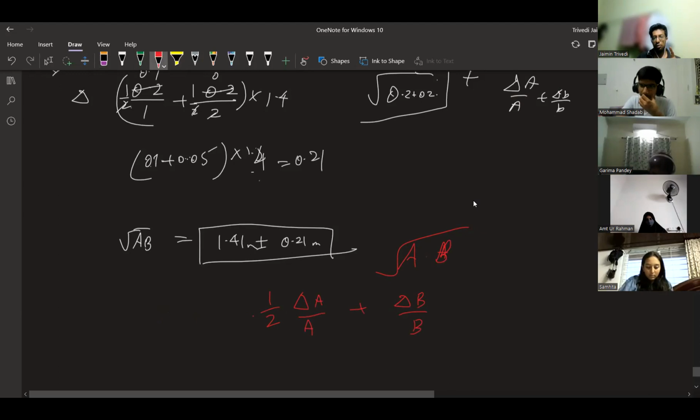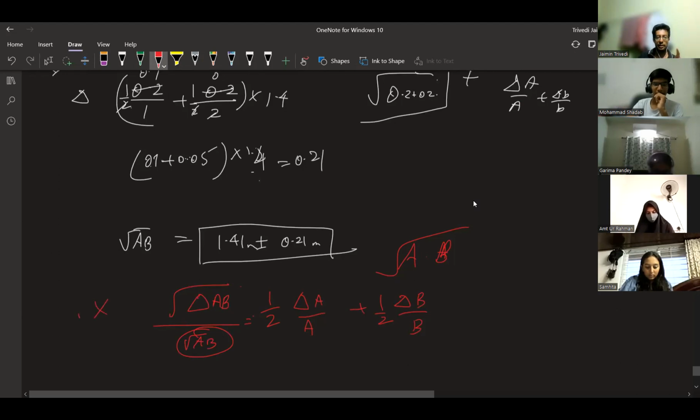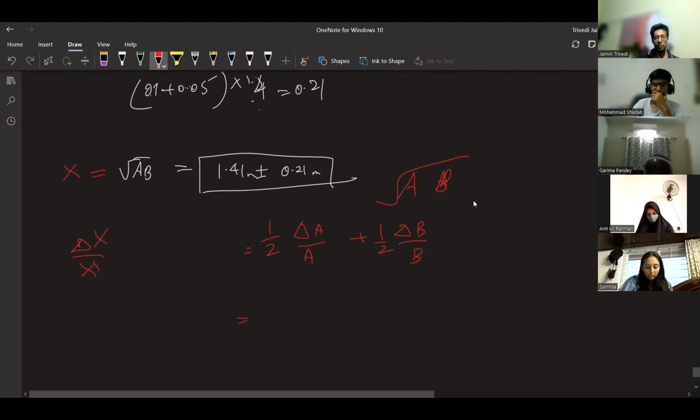So this is 1 by 2, 1 by 2. Delta AB under root this thing into delta AB. Let's take this as x, delta x by x. Instead of writing this whole term, we'll write here x by x. So we found here the x value.